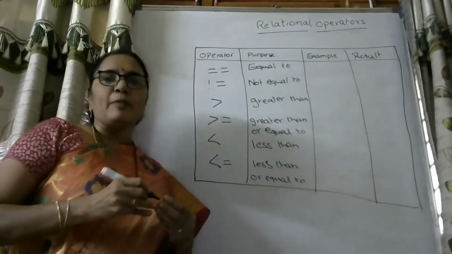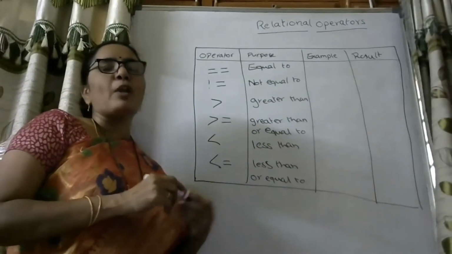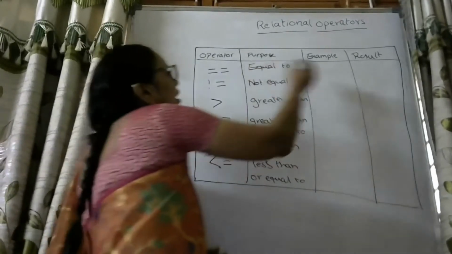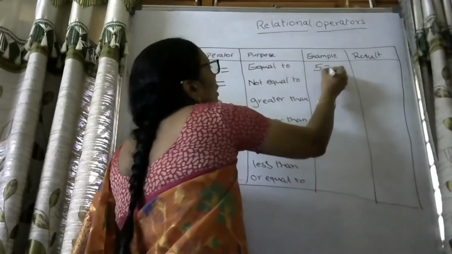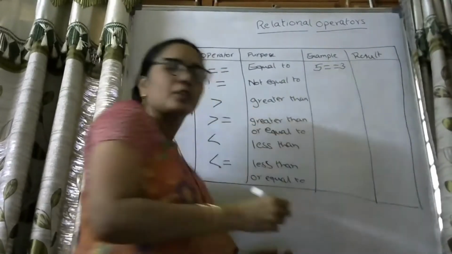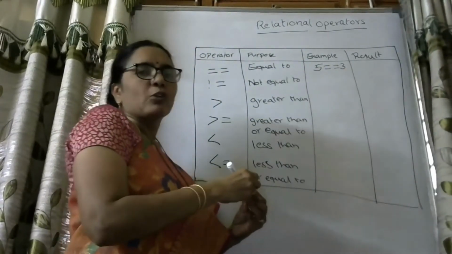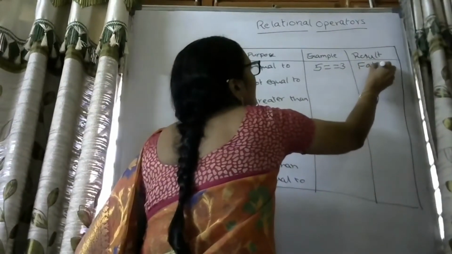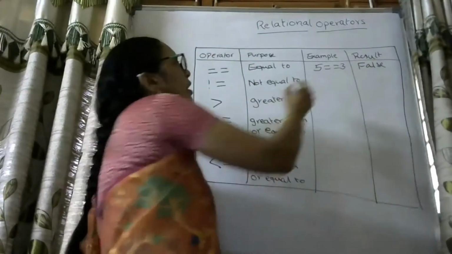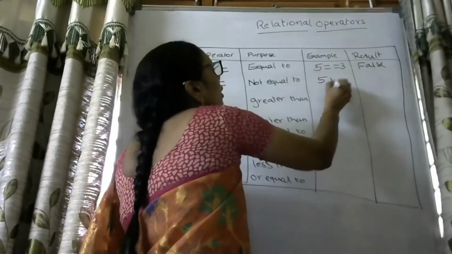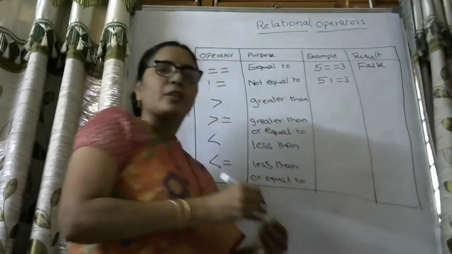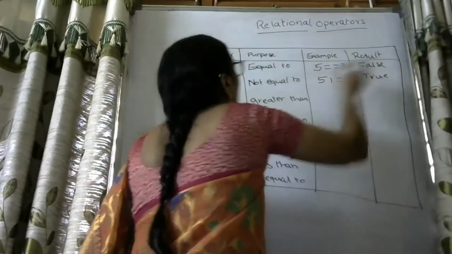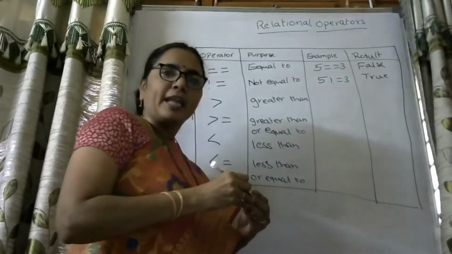So let me take simple examples and tell the result of the expression. 5 is equal to 3. So 5 is not equal to 3. So the result will be false. And 5 is not equal to 3. This is true. So the result will be true. Next, greater than.